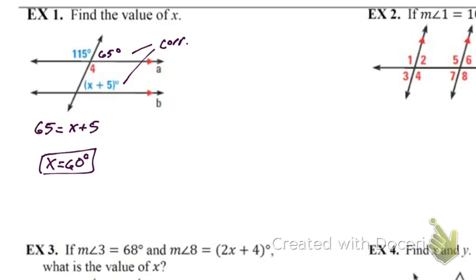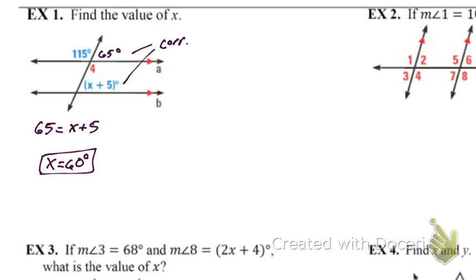Degrees. Could you do it another way? Could you correspond the 115 below? So you skirt it down and you have 65, and then it's alternate interior. Another way, yep.